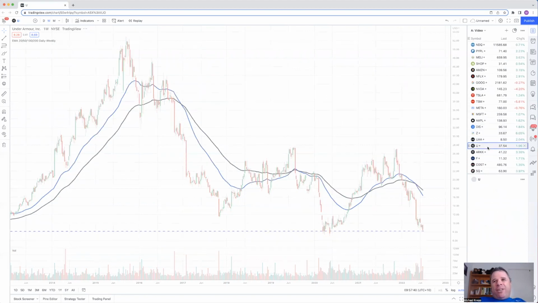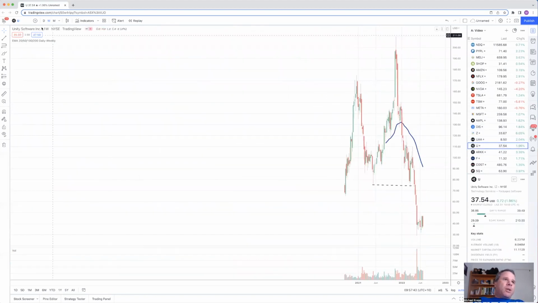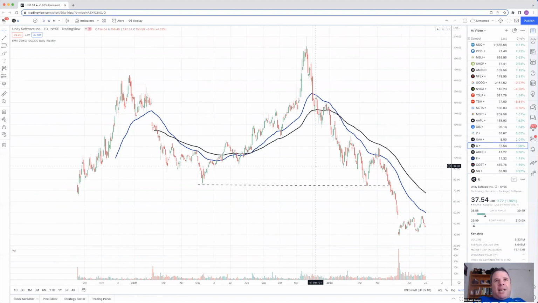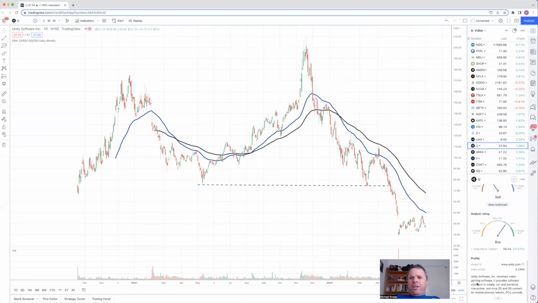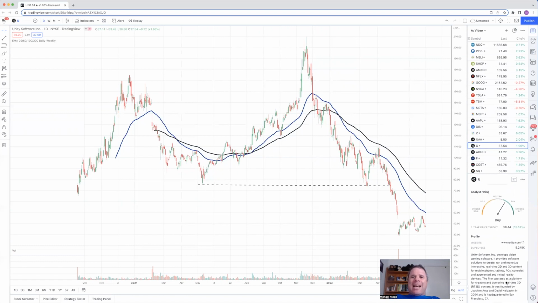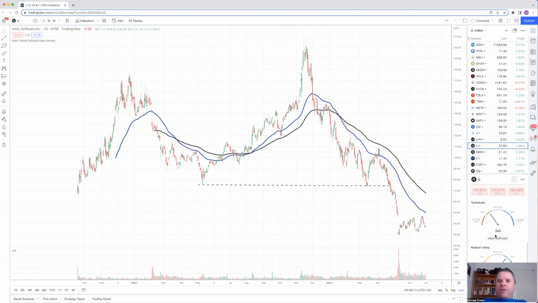Now, a company I'm definitely interested in is Unity Group. This listed on the Nasdaq in late 2020, and I just like what this company does. Share price has fallen from $210 to $37.50. If you don't know what this company does, I'll just tell you. They develop video gaming software, provide software solutions to create, run, and monetize interactive real-time 2D and 3D content for mobile phones, tablets, PCs, consoles, and augmented and virtual reality devices. So a lot of buzzwords in there, a lot of potential growth in the future for this company.